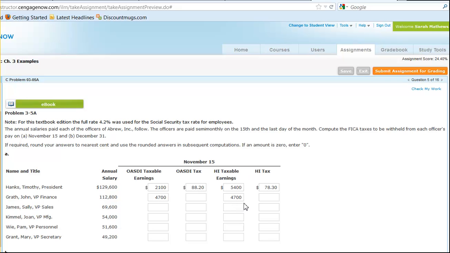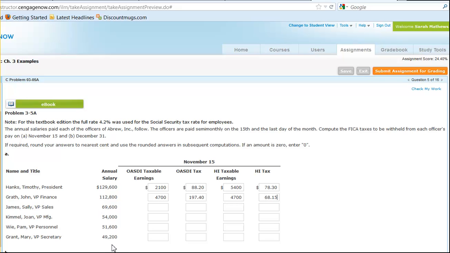to high taxes. Okay, so we'll take those times our 4.2% for OASDI and 1.45% for high tax, and we get 197.40 here, and then we get 68.15 here.